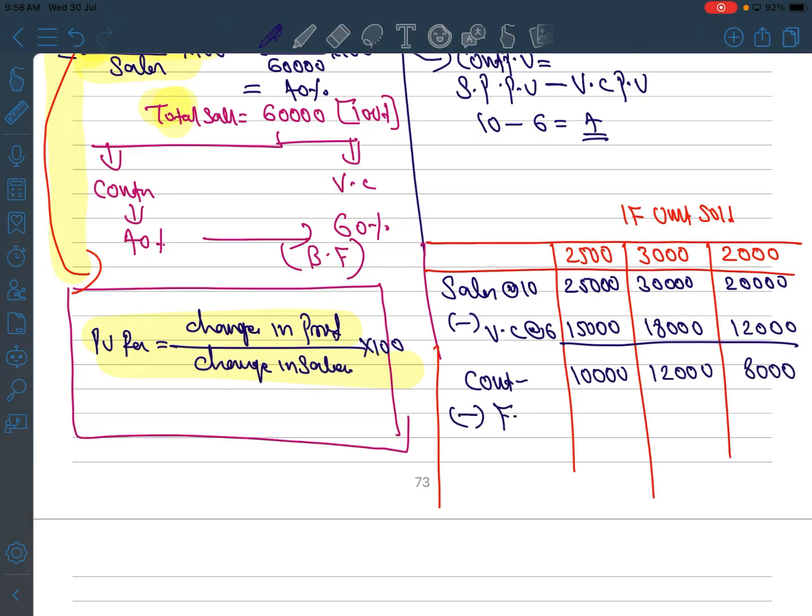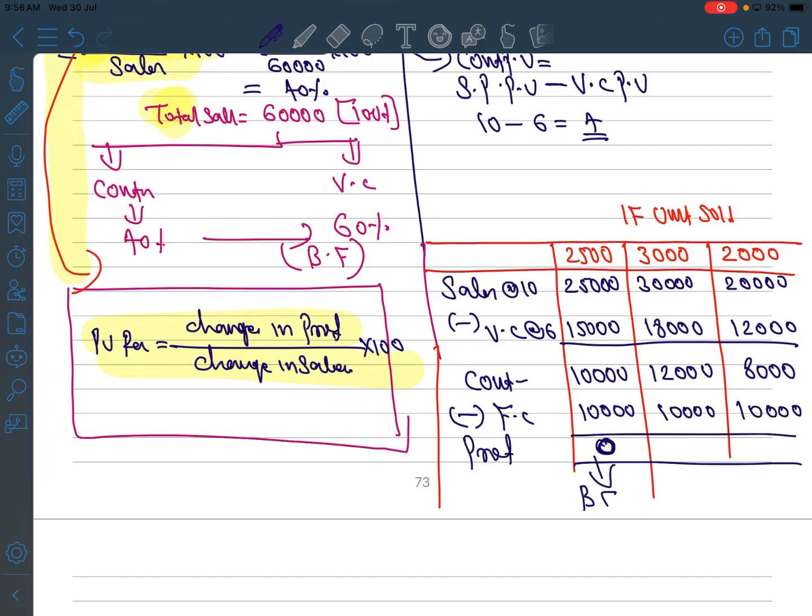Minus fixed cost, which will be the same in all units because it is fixed cost. It will not change due to change in volume of production. Profit: here there is no profit or loss. That particular point is known as break-even point. Then here there will be a profit. Here will be 2,000 loss.